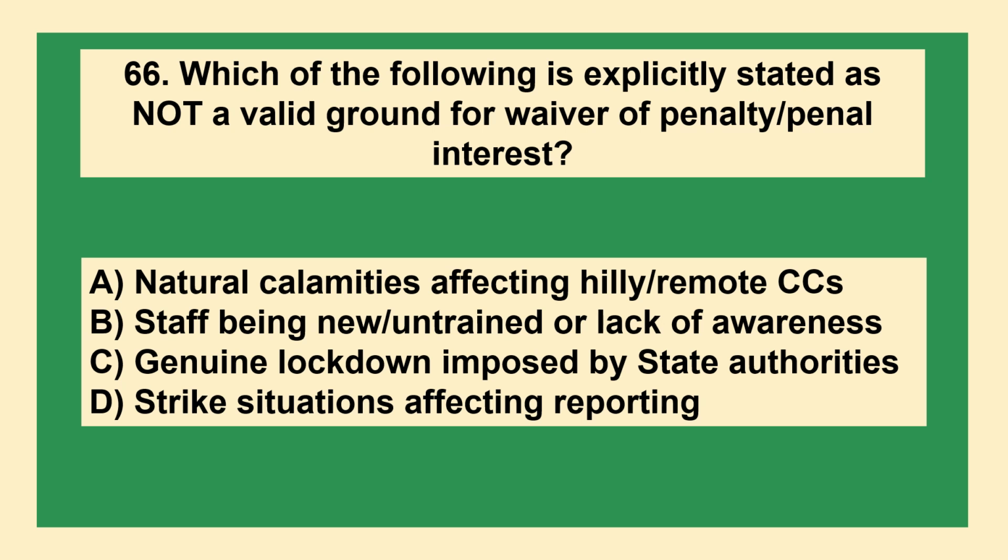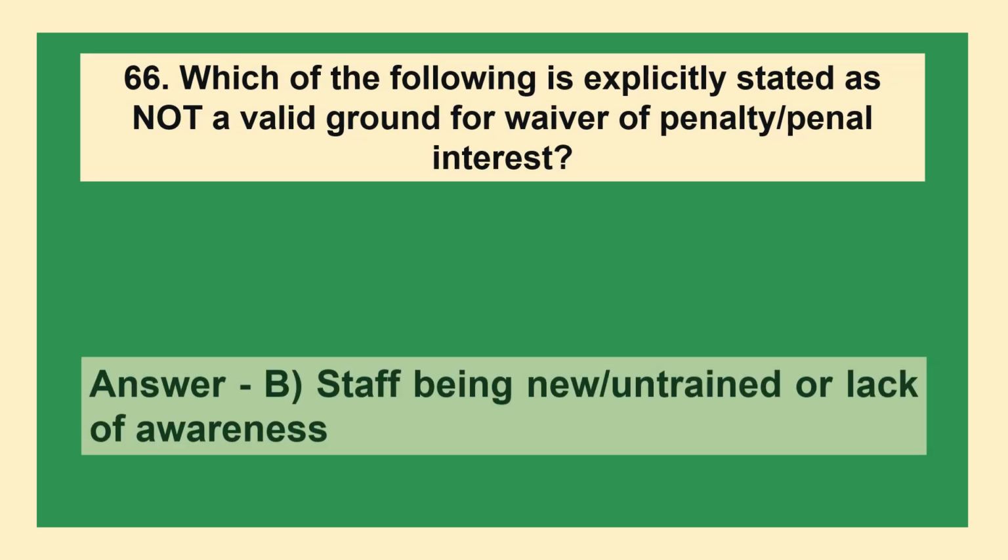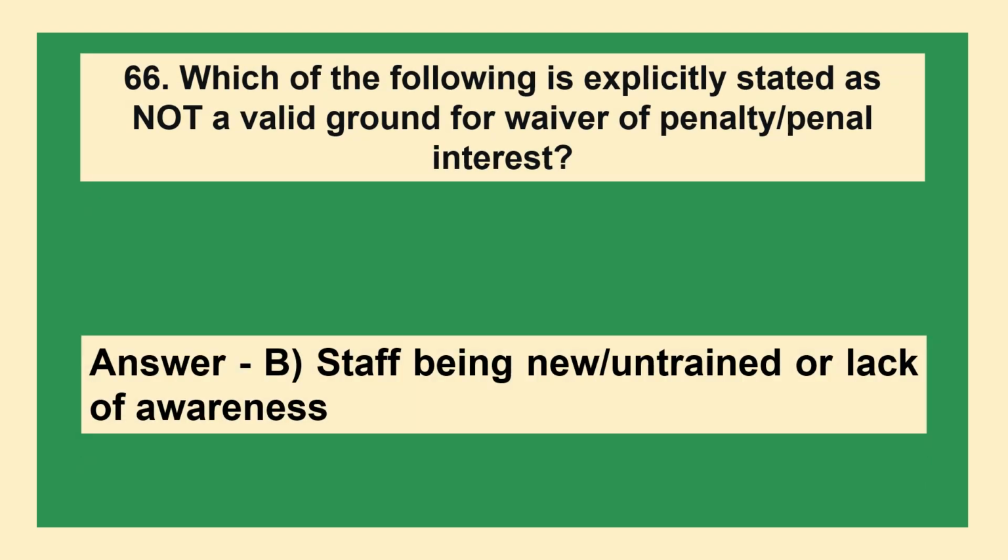Which of the following is explicitly stated as not a valid ground for waiver of penalty or penal interest? Option A, natural calamities affecting hilly or remote CCs. Option B, staff being new or untrained or lack of awareness. Option C, genuine lockdown imposed by state authorities. Option D, strike situations affecting reporting. The answer is option B, staff being new or untrained or lack of awareness.